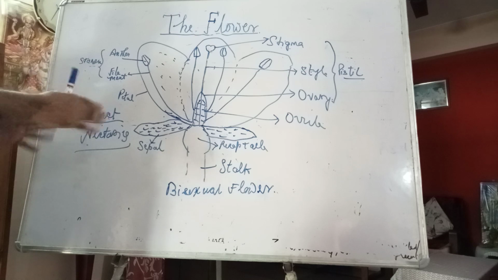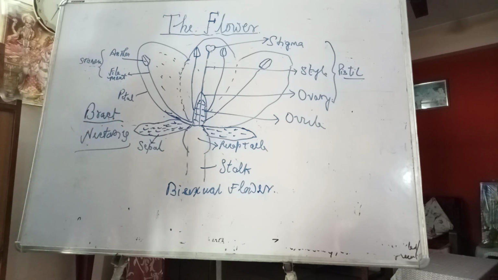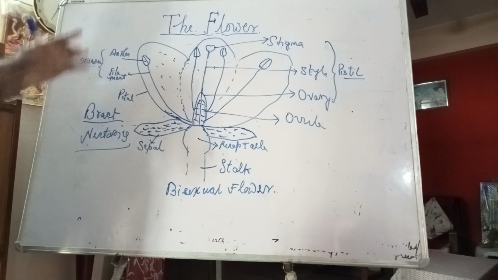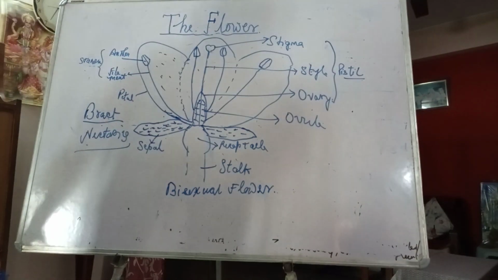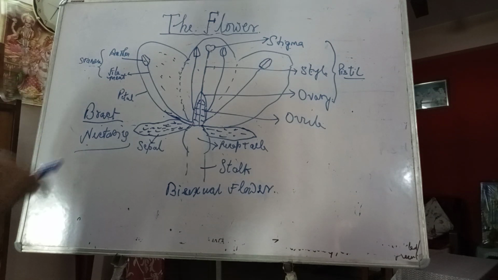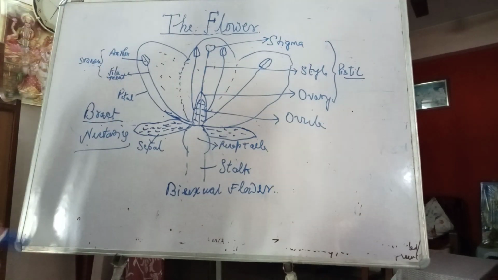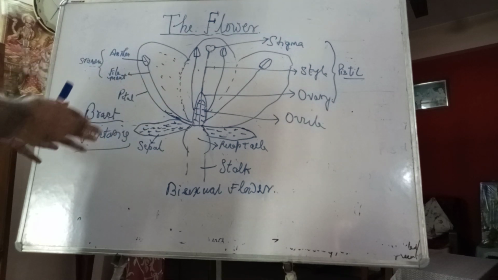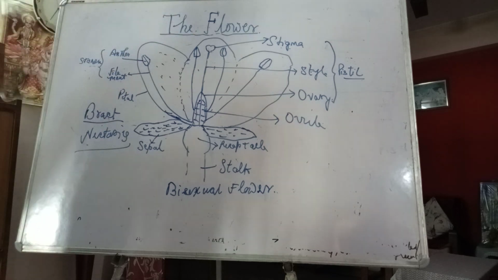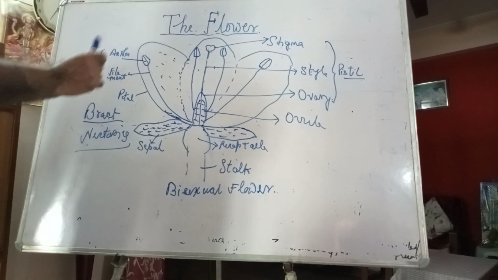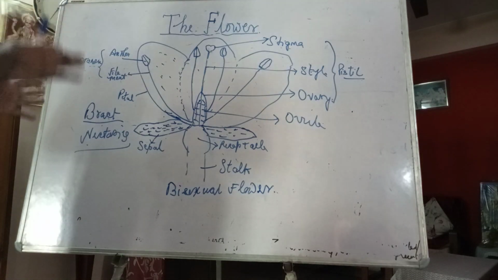So it is also said that two whorls are essential and two whorls are non-essential parts of the flower. Which are the two essential parts? They are the stamen and pistil, the reproductive parts, because they are directly concerned with reproduction. And which are non-essential parts? They are the sepals and the petals, the calyx and the corolla, because they only protect the inner reproductive parts and attract the insects for pollination. So they are non-essential parts, but they are parts of the flower.